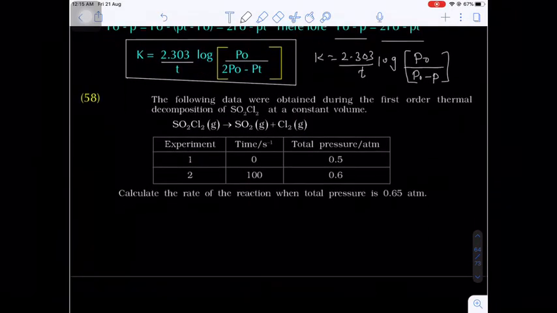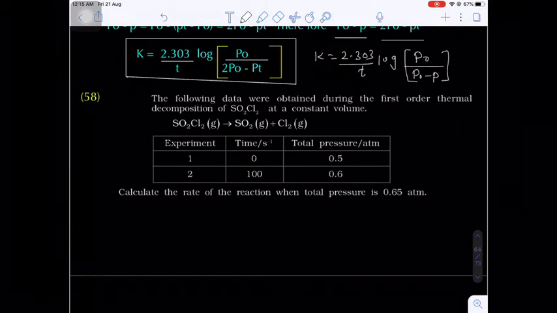Now here I am giving one example. The following data were obtained during the first order thermal decomposition of SO2Cl2 at constant volume. SO2Cl2 gives SO2 plus Cl2. Experiment 1, experiment 2.